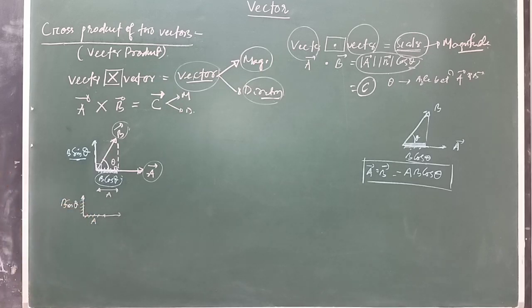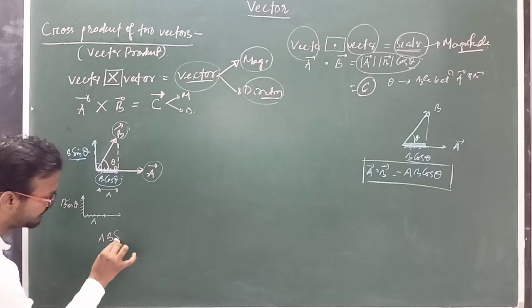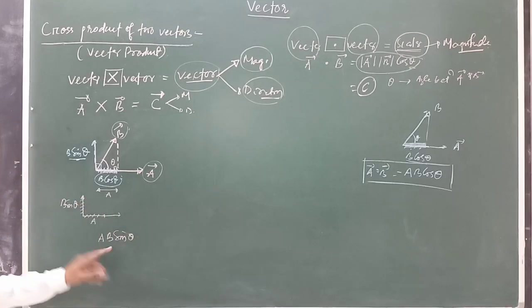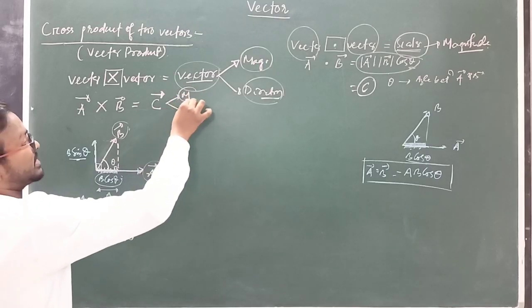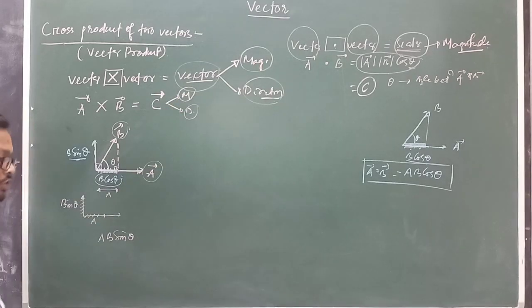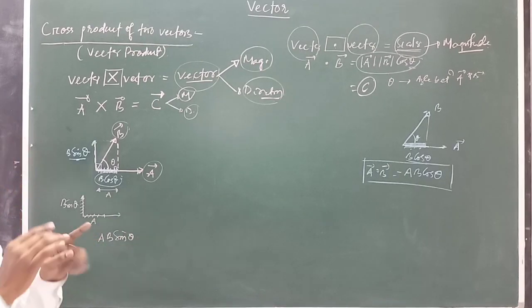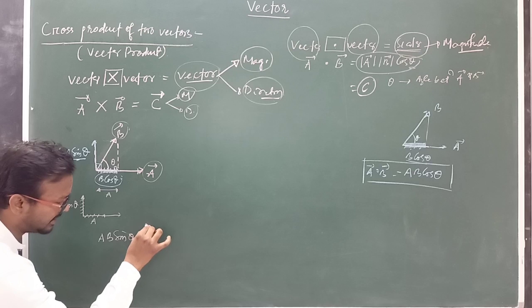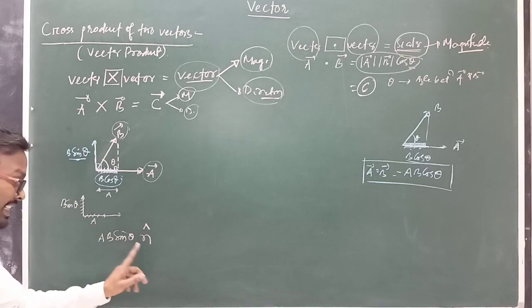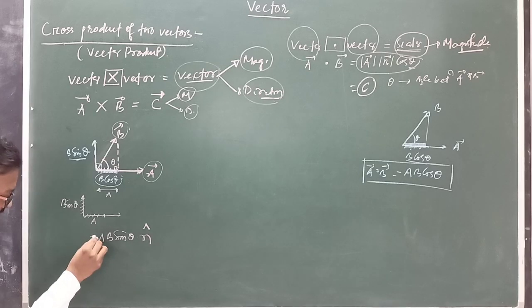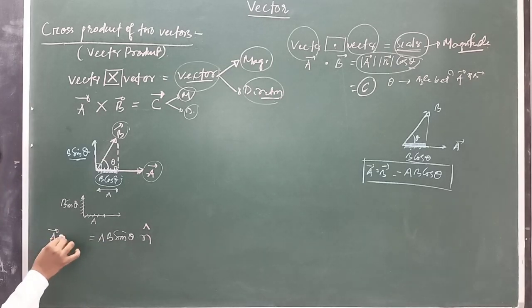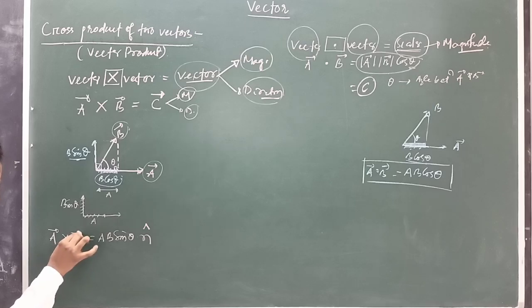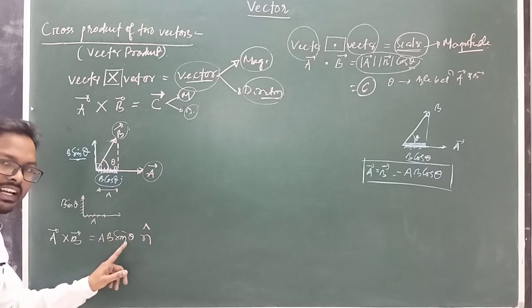We have to multiply these two factors, then we get A B sin theta, and we got the magnitude of C, but now we have to find the direction. If we multiply a unit vector with a scalar quantity, then we get a vector quantity. So we have to multiply with a unit vector here. Suppose this unit vector is n cap. So what is n cap? N cap is the unit vector, and the final result is A cross B vector. So A cross B vector equals AB sin theta n cap.